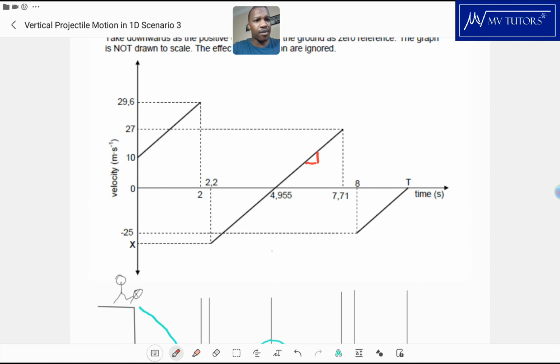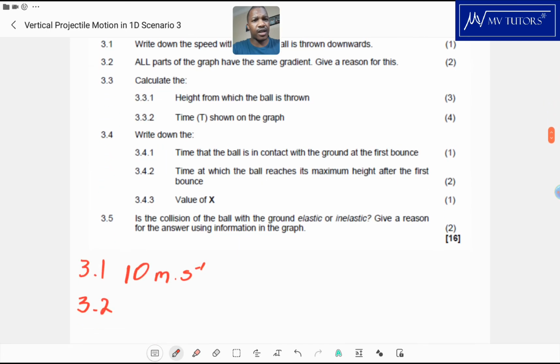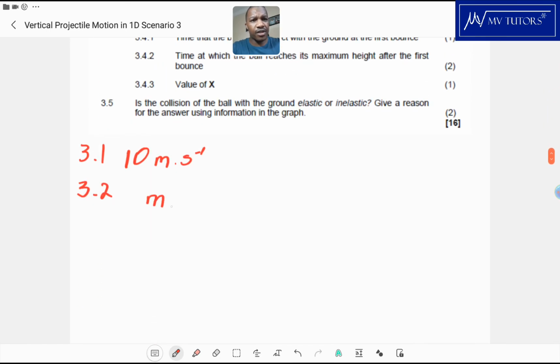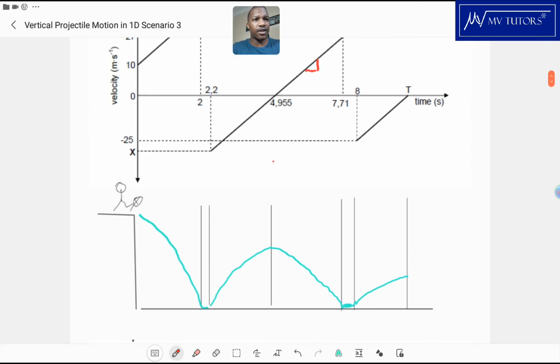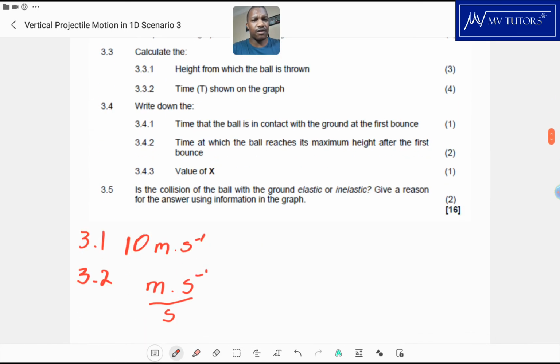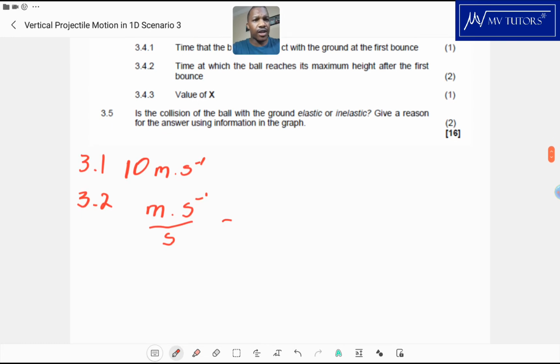Because remember, if you say meters per second, and then you divide that by seconds, which is what we are given here, the time is given in seconds, you get meters per second squared. Now this is acceleration.